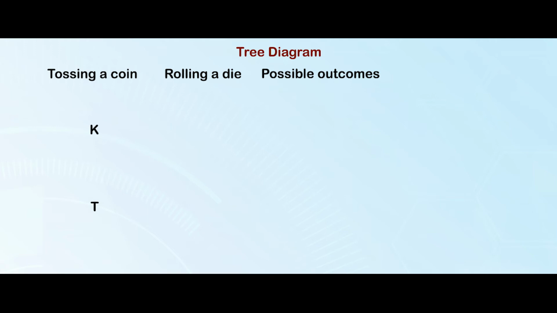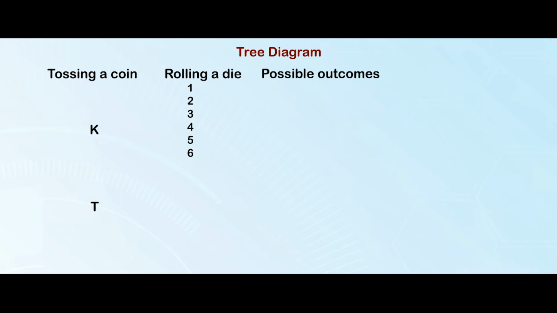Now the device used for the first event is a coin. From tossing a coin, there are two possible outcomes, which are kholo and tashitage. So when you toss a coin, you might get kholo, you might get tashitage. These are the possible outcomes from a coin. When you roll a die, the possible outcomes are numbers 1, 2, 3, 4, 5, and 6.